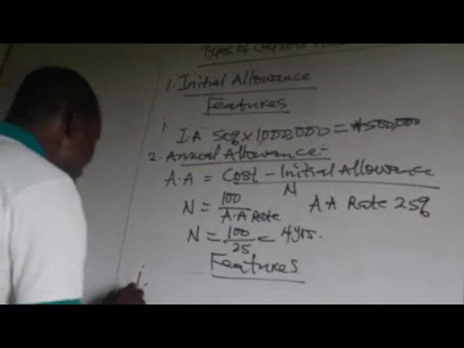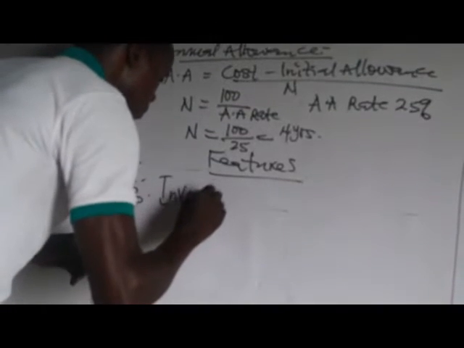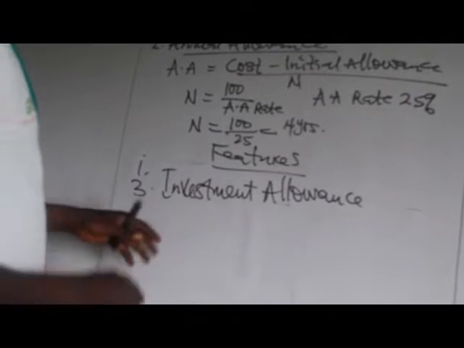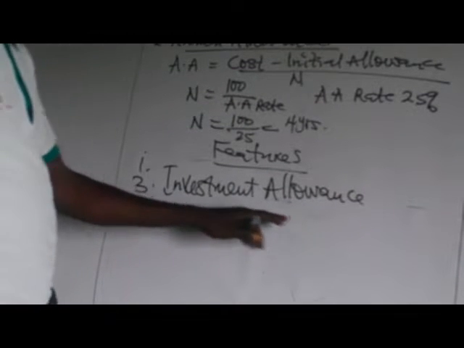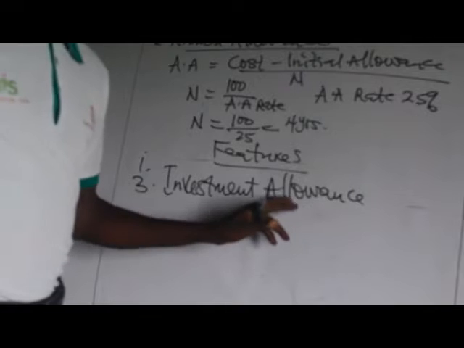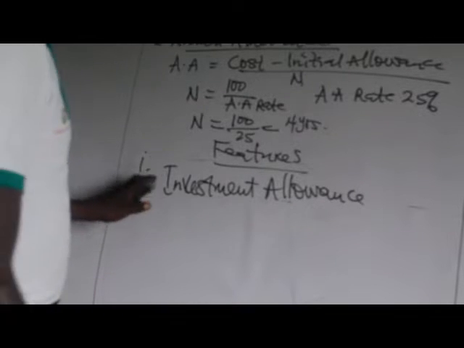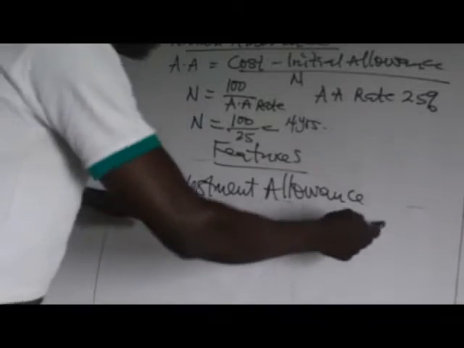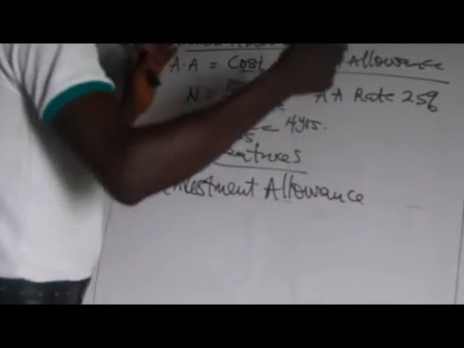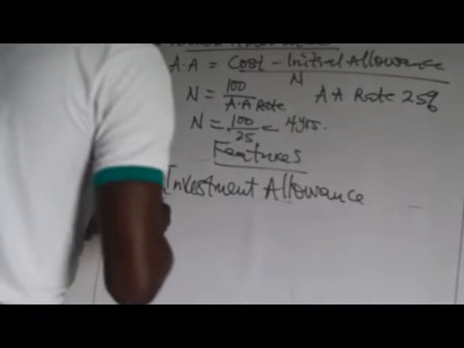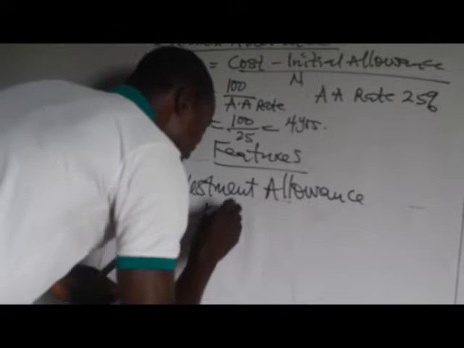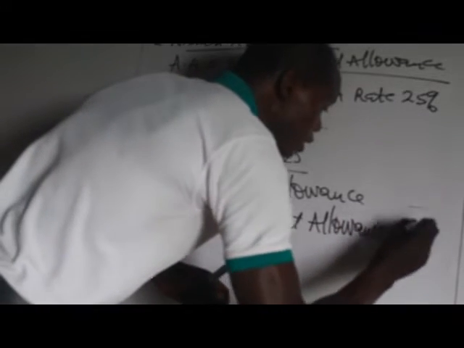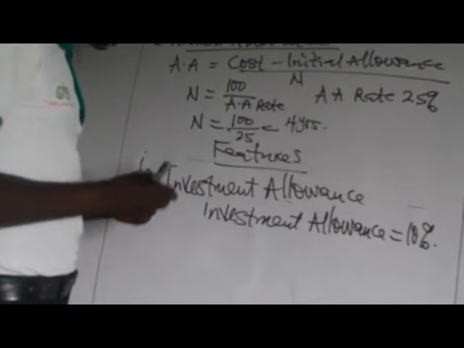Number three is investment allowance. Investment allowance is granted to the business that incurs the qualifying capital expenditure on plant and machinery. That means you can only claim the investment allowance on plant and machinery. And the investment allowance rate is 10% of the cost of the plant and machinery.